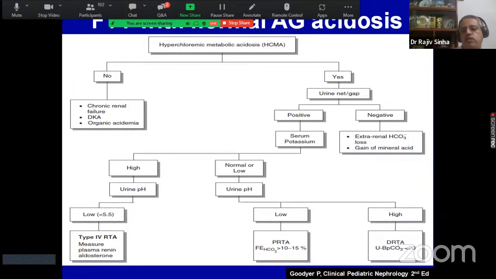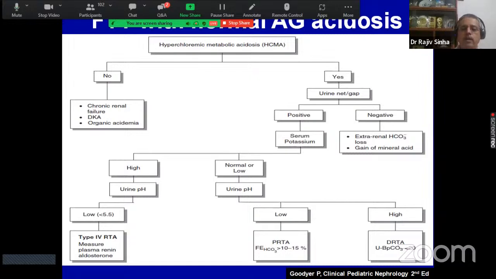This is also often said as the urine anion gap, but ideally you should be calling it the urine net ion gap. Now, if that is negative, that usually means you are unlikely to be dealing with a renal tubular cause. Something else is the cause for the normal anion gap metabolic acidosis, like a loss of bicarbonate from an extrarenal source, and the commonest is diarrhea. If the urine anion gap is positive, then it is more likely to be a renal tubular acidosis.